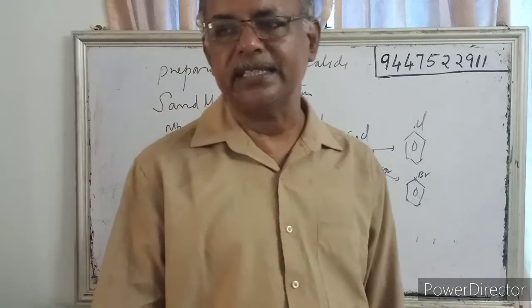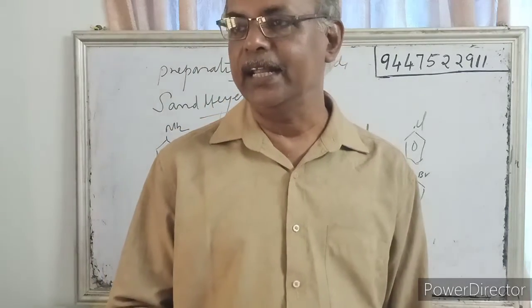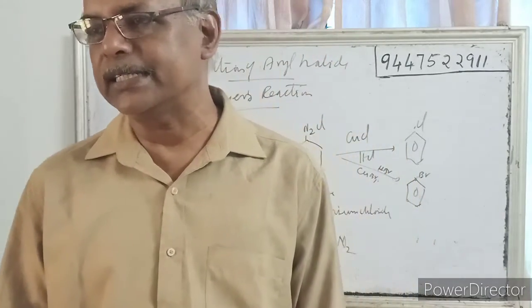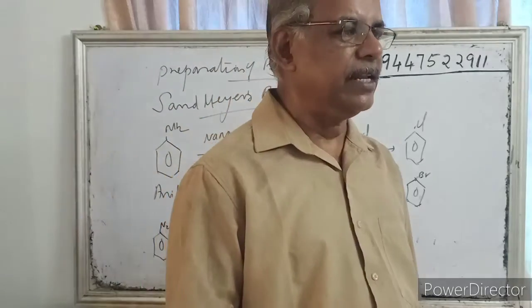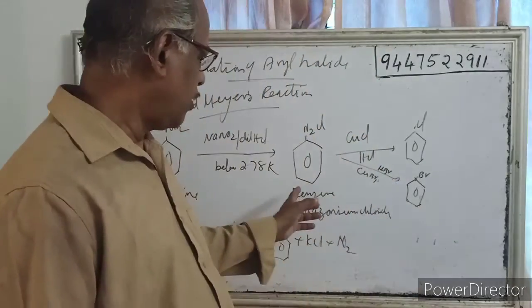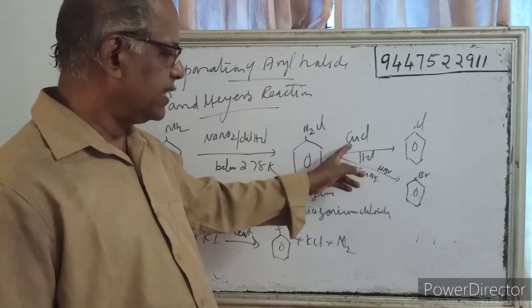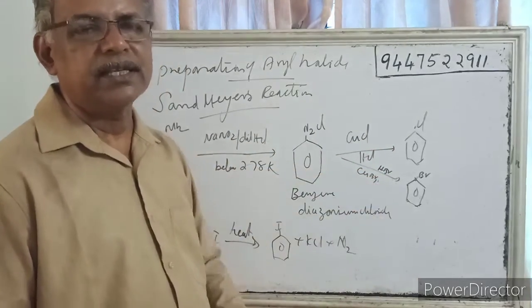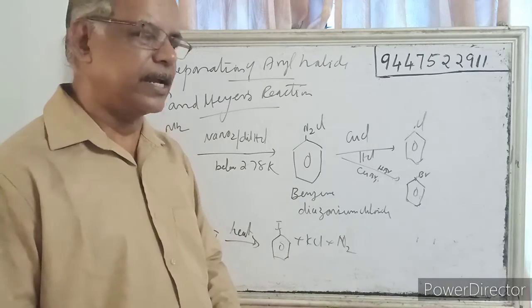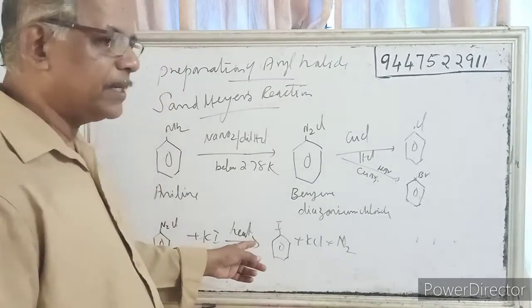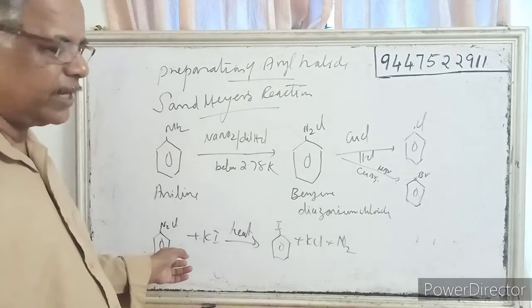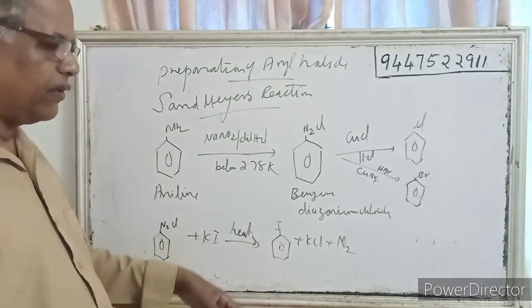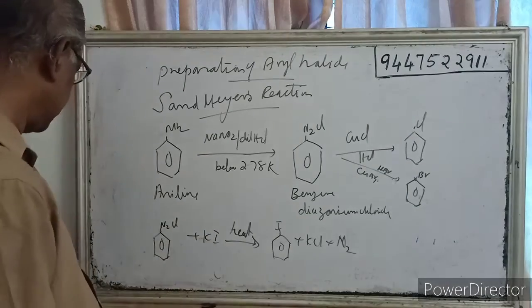So what is Sandmeyer's reaction? That is, aminobenzene, aniline, when it reacts with NaNO2 and dilute HCl below 278 Kelvin, benzene diazonium chloride will be formed, and then reaction with CuCl and HCl gives chlorobenzene, CuBr and HBr gives bromobenzene, CuCN and HCN gives cyanobenzene. To prepare iodobenzene, we have to heat benzene diazonium chloride with potassium iodide. Then that gives iodobenzene.